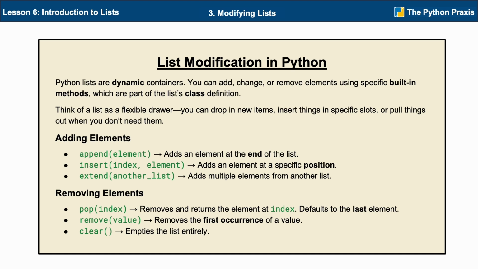To remove elements, the .pop method removes and returns the element at the index number position. The default case, in case we do not put any index number inside the parentheses, is the last element. The .remove method removes the first occurrence of a value. The .clear method empties the entire list.